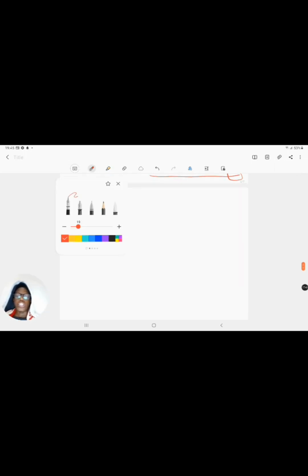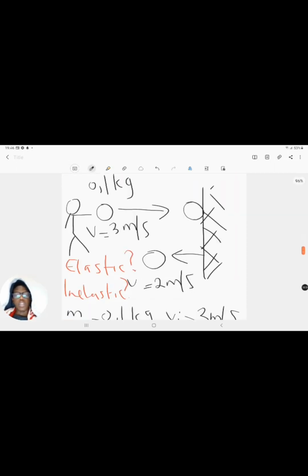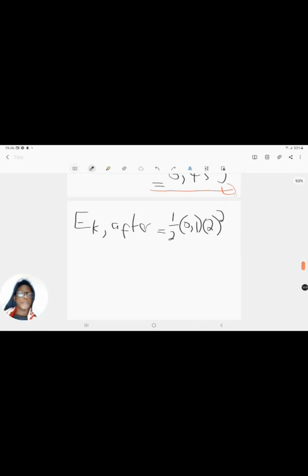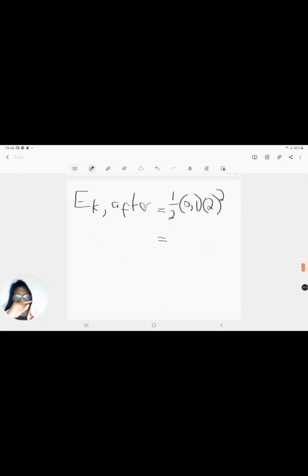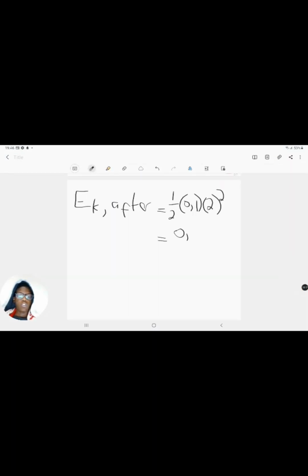Now, what about the kinetic energy after? Let's do that. E_K after is equal to half the mass of the ball. The mass does not change. It's still the same ball, so it's still 0.1 kilograms, times the velocity after, which was 2 meters per second. Let's just confirm that up there: 2 meters per second after bouncing off the wall. So if you do this calculation, you will see that the answer is 0.2 joules.